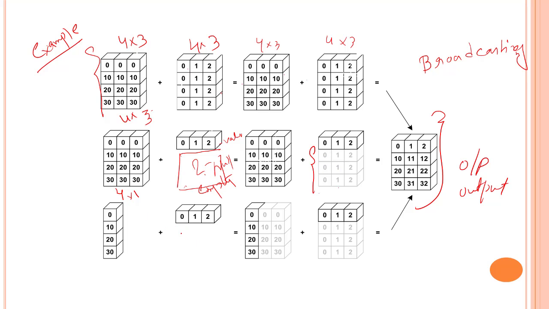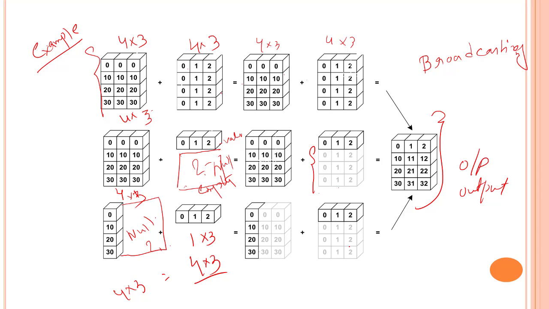Same way, see this one, 4 cross 1, and then it has a 1 cross 3 matrix. So this value should not be null. Nothing is null, but the same value will be repeated, and it will be 4 cross 3, because when you add it here, it's also 1 cross 3, but we have to go with the 4 cross 3, because broadcasting always follows the same values equality.